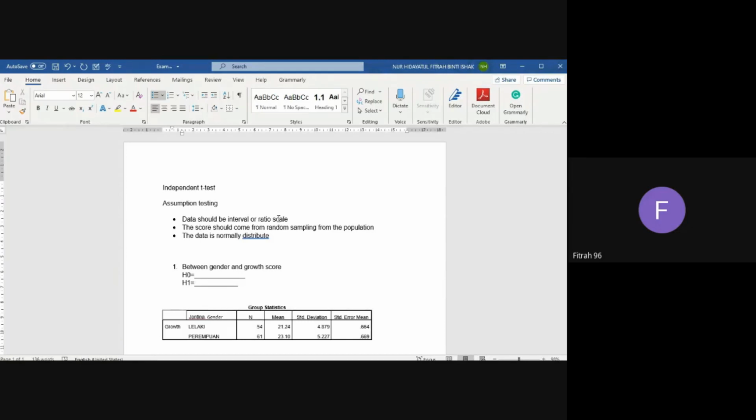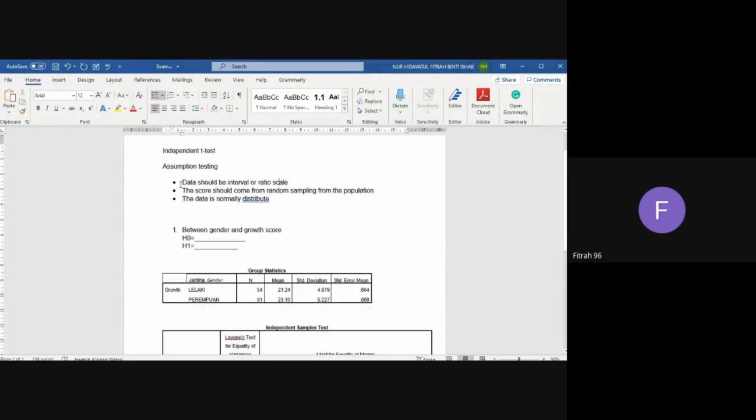So untuk independent, okay, dia ada 3 je. First, data should be interval or ratio scale. And then data tu maksudnya yang dependent variable tau, bukan yang independent variable. Yang independent variable biasanya nominal. Like you use gender, race and etc. Okay. And then the score should come from random sampling from the population. Okay, if in assignment, kalau dia tak mention random sampling, we just assume dia ambil secara random lah.